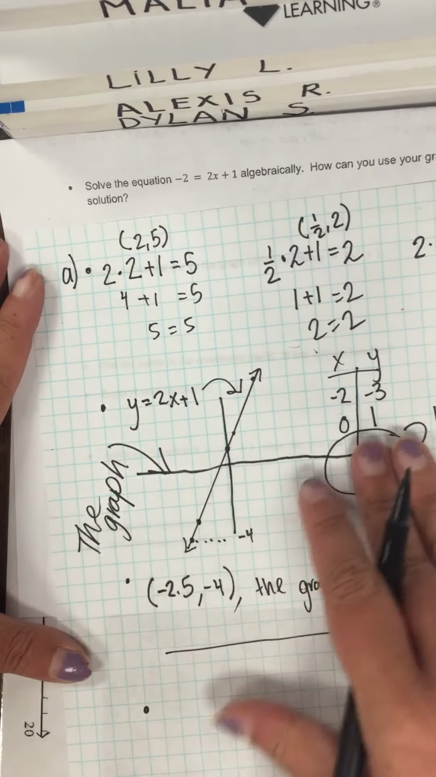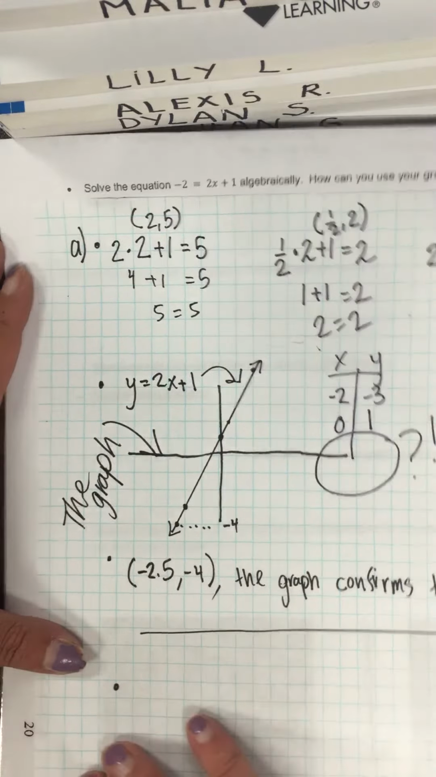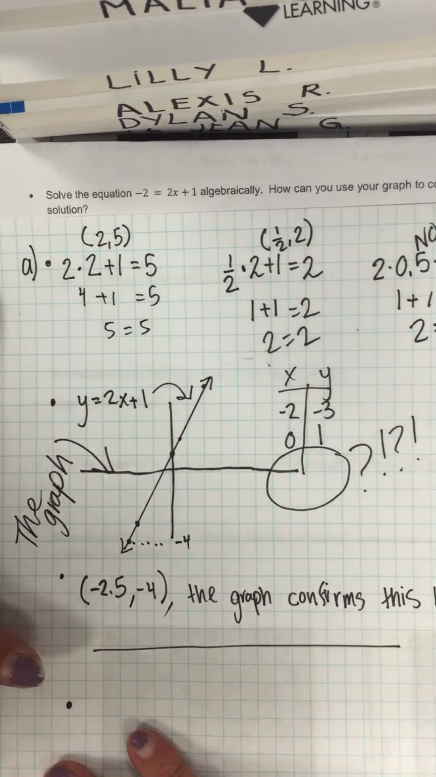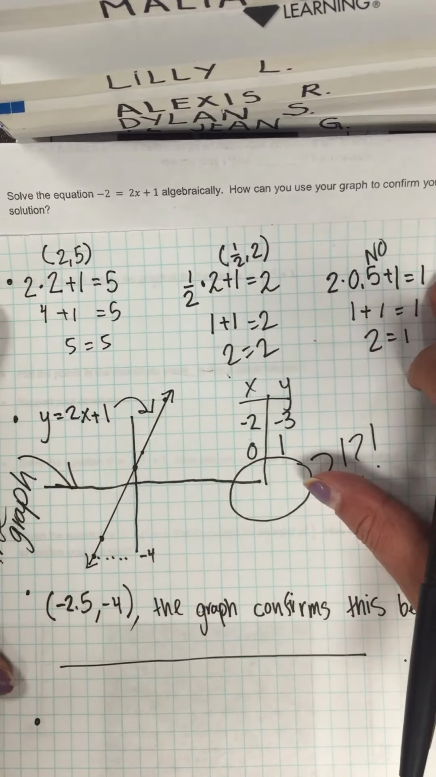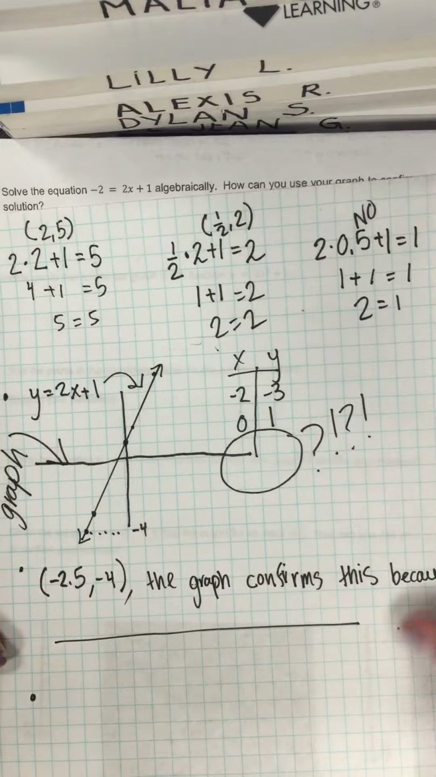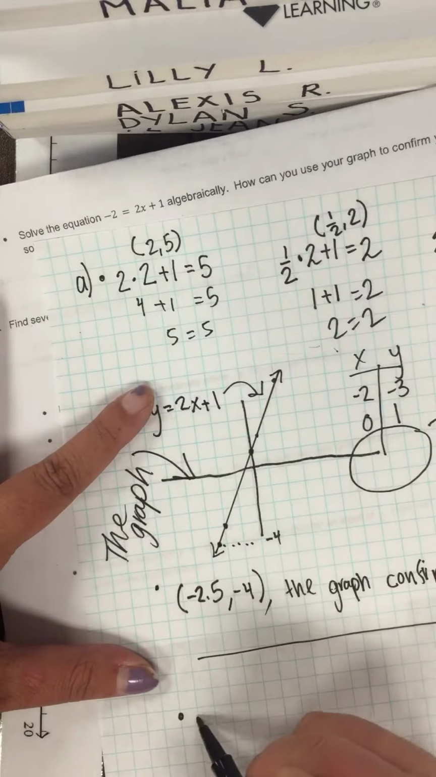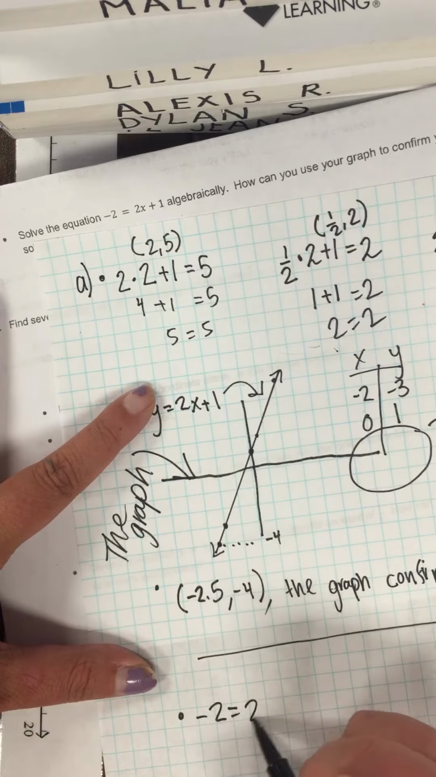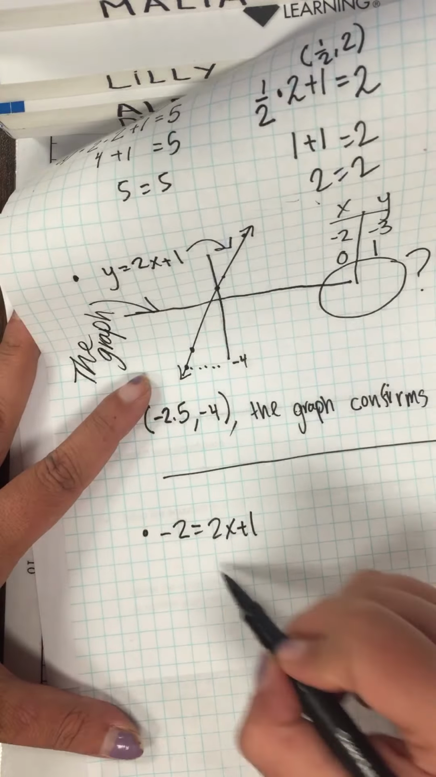Solve the equation negative 2 equals 2x plus 1 algebraically. How can you use your graph to confirm the solution? First, we're going to solve the equation. That means I have to write the equation down: negative 2 equals 2x plus 1. We're going to solve for x. We talked about that in class today.